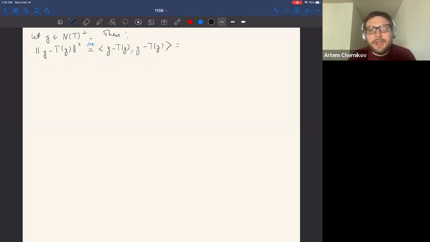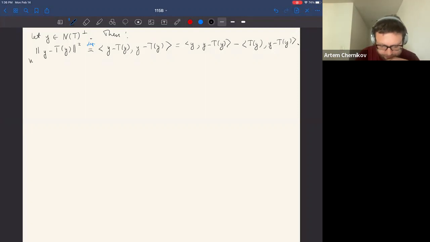Now we can use linearity of the inner product. So this is the same as y inner product with y minus T of y, minus T of y inner product with y minus T of y. I just used linearity for the first coordinate. Okay, but then we have that T applied to y minus T of y. Consider this. This is the same as T of y minus T square of y.